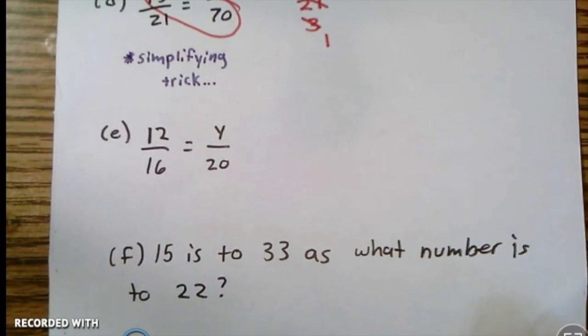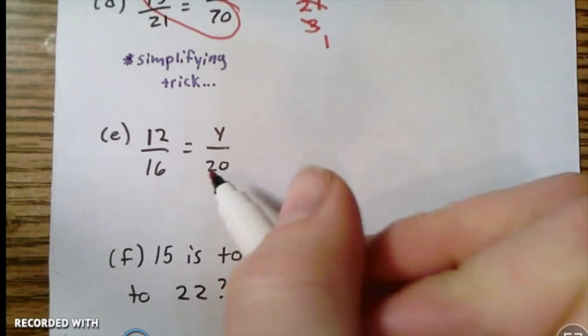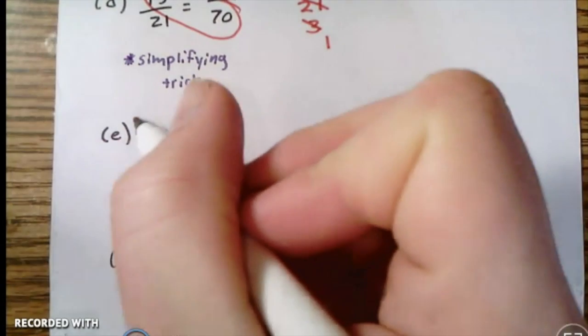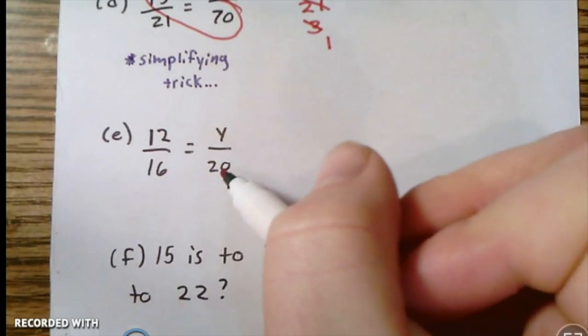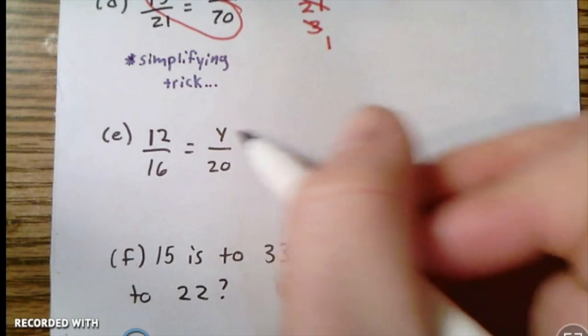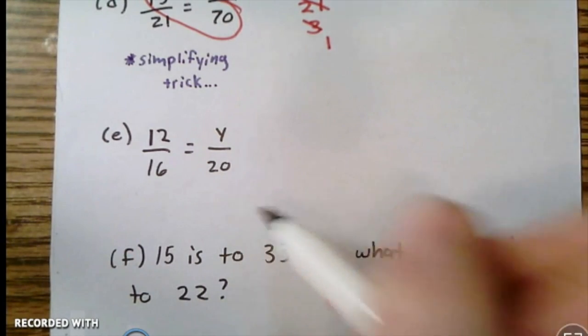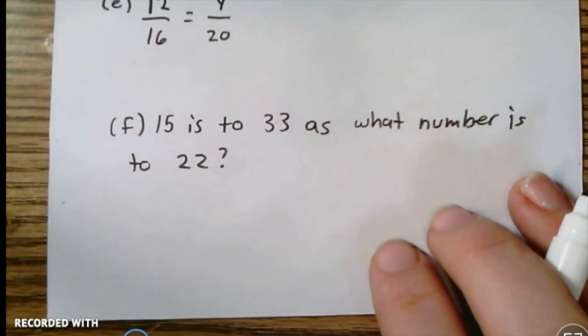Okay, here's one more. I want you to try this one on your own. You're going to do 20 times 12 equals y times 16, divide by 16 on either side. Simplify and then solve it.